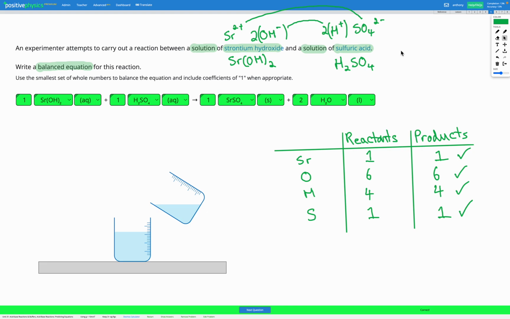So in this skill, you're going to start by figuring out the formulas of your 2 reactants. If it's an acid, you should have its formula memorized. If it's a hydroxide, you can use the periodic table to figure out the charge on your metal ion so that you know how many hydroxide ions need to go with that metal ion.